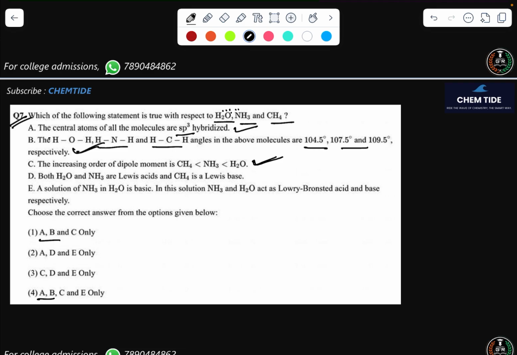Okay, let's check it with E first. The solution of ammonia in water is basic. In a solution of ammonia and H2O, they act as a Lowry-Bronsted acid and base respectively. So E can't be right. The solution is basic, but here ammonia acts as a base and H2O acts as an acid. They have written it in reverse, so that can't be. So we have ABC as the answer.